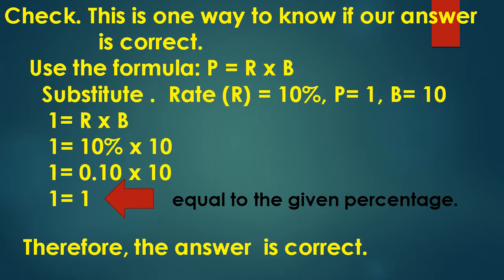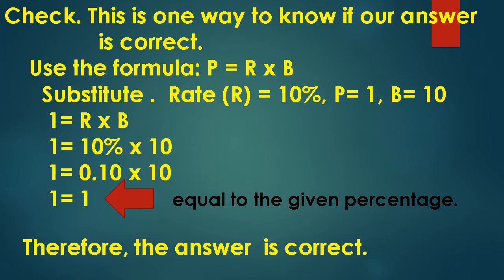Check. This is one way to know if our answer is correct. We are going to use the formula P is equal to R times B, or percentage is equal to rate times base. Substitute. The rate is 10%, the percentage is 1, and the base is 10. So 1 is equal to 10% times 10.